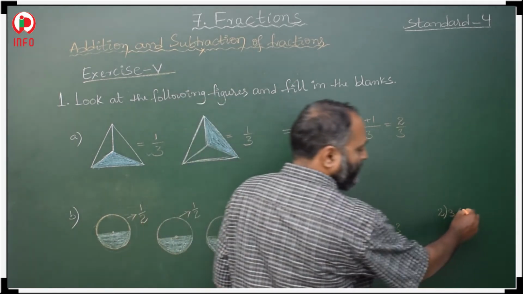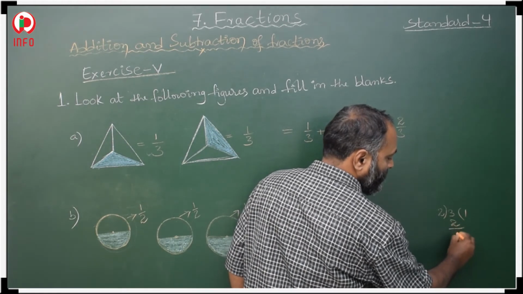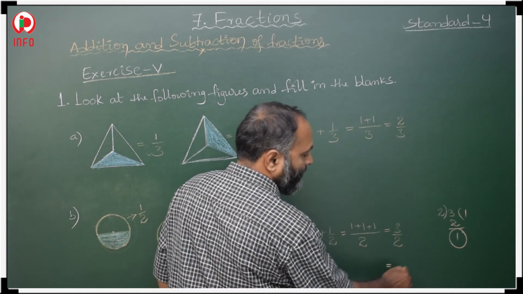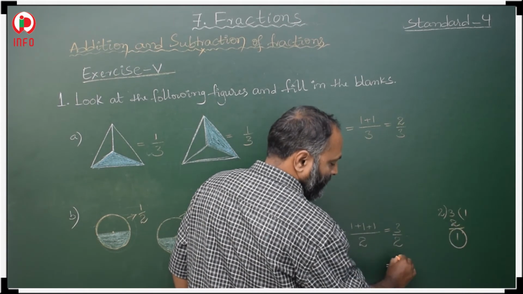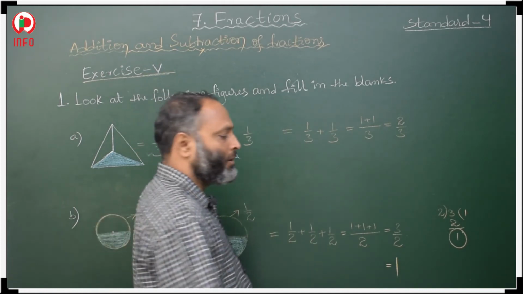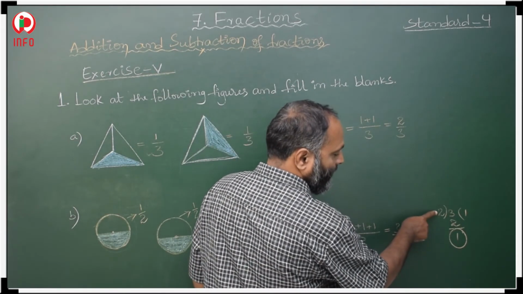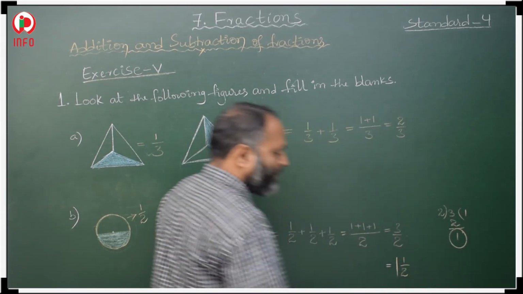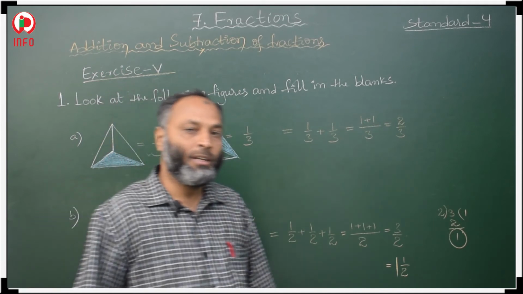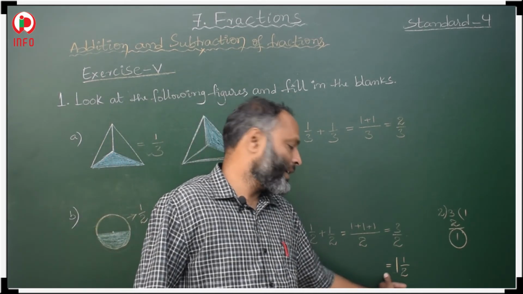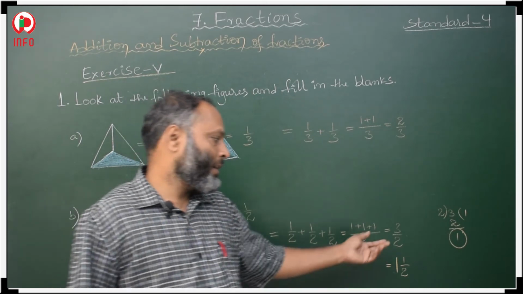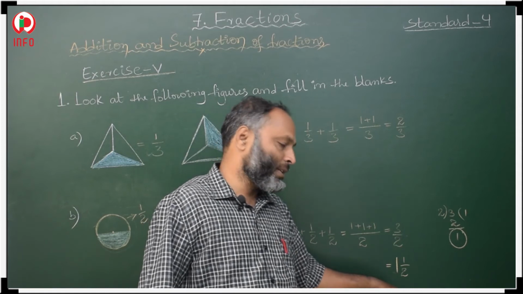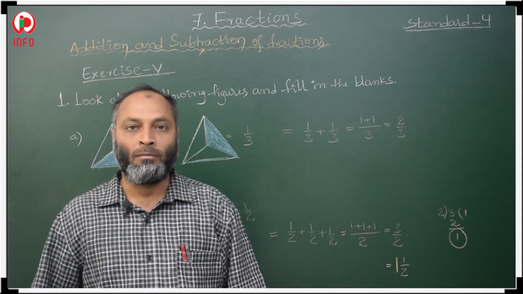Then 2 ones are 2, and 1 is the remainder. Then what do we have to take first? We take the quotient. After that, remainder by divisor, that is 1 by 2. This is the mixed fraction. Whenever you get an improper fraction, you convert that improper fraction into a mixed fraction. Okay.